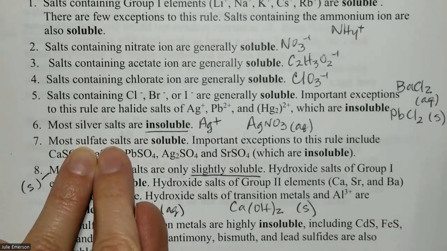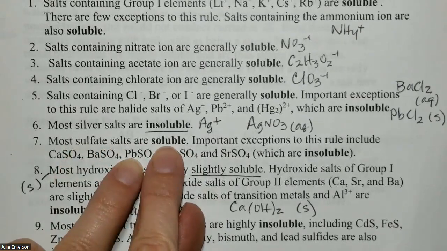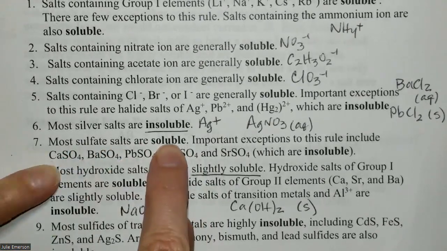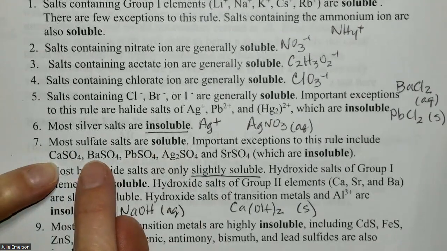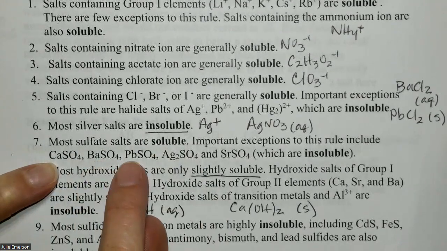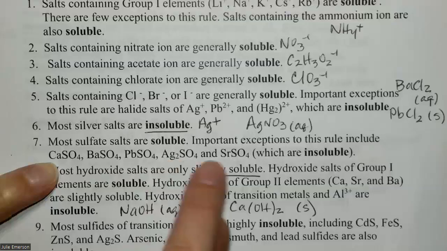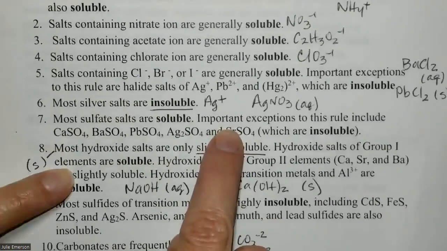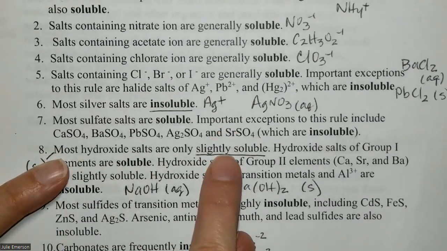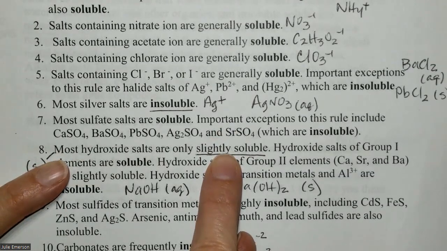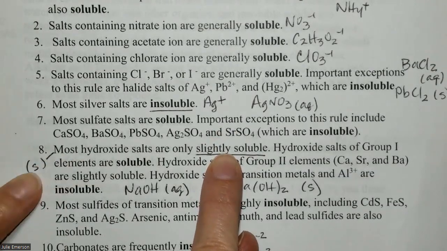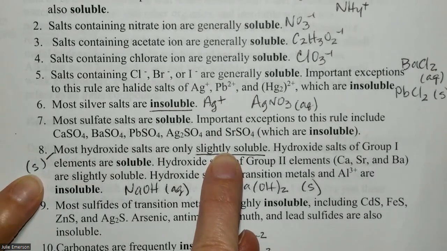Most sulfates, SO4, are again soluble, aqueous, but again, some exceptions. The group 2 alkaline earth metals a lot of times lead to, again, silver and strontium, or another alkaline earth metal. Hydroxide, slightly soluble. What does that mean? That means put S, right? So that's what I put here. That means we're going to mark it S for solid.